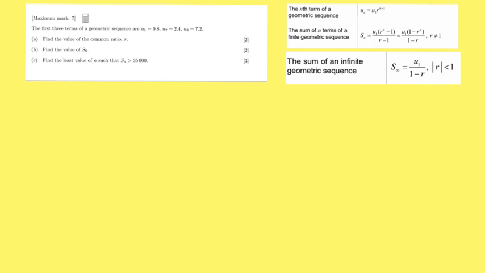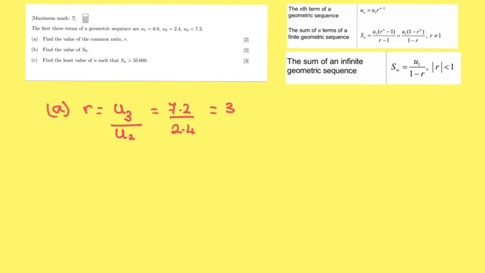Another question. The first three terms of a geometric sequence are u1 is 0.8, u2 is 2.4, u3 is 7.2. A. Find the value of the common ratio r. So A. r is equal to u3 divided by u2, which is 7.2 divided by 2.4, which is equal to 3. B. Find the value of S8.